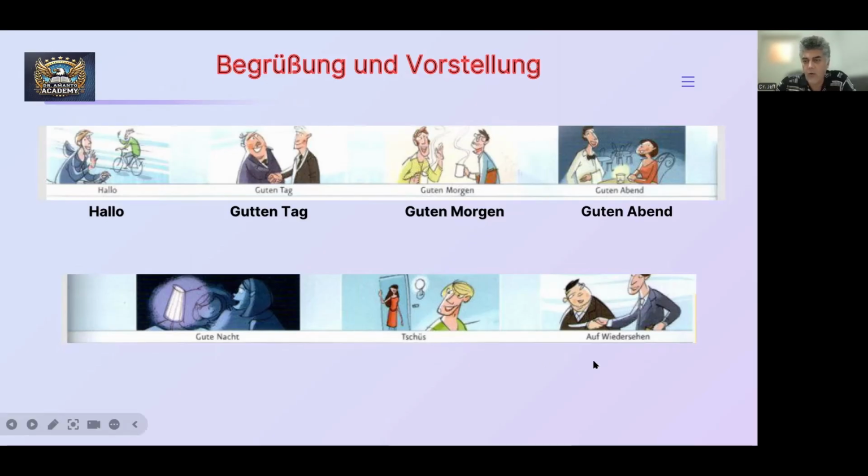And also Auf Wiedersehen. Auf Wiedersehen also means goodbye, but this is formal. Tschüss is informal. We use Tschüss more for our friends, and Auf Wiedersehen for formal cases. So please repeat these after me again. Gute Nacht.